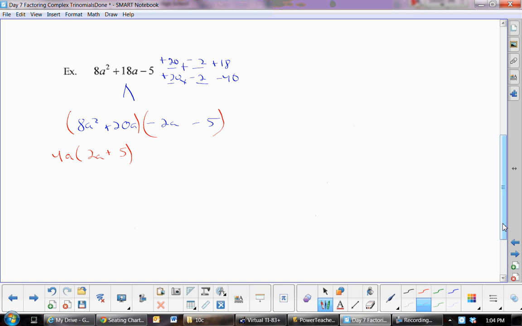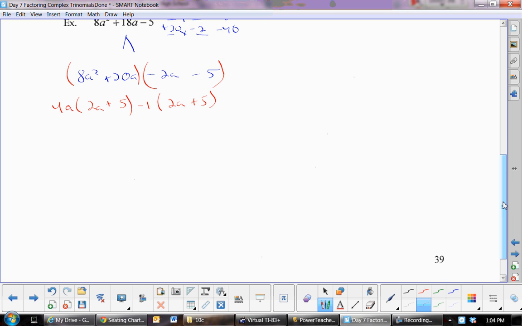I know some students go, well, should I take out the positive, take out the negative? Well, you couldn't go on to the next step if you took out a positive. Do you see how you have to take out a negative 1 for this to be 2a plus 5? And you know you've done it right at this stage. The next step we've done before, right? We're taking out the common factor of 2a plus 5 and 4a minus 1.